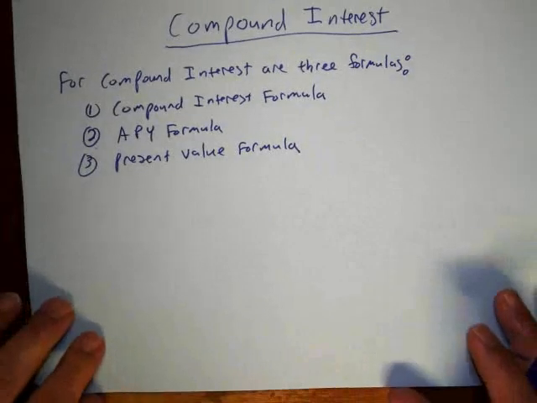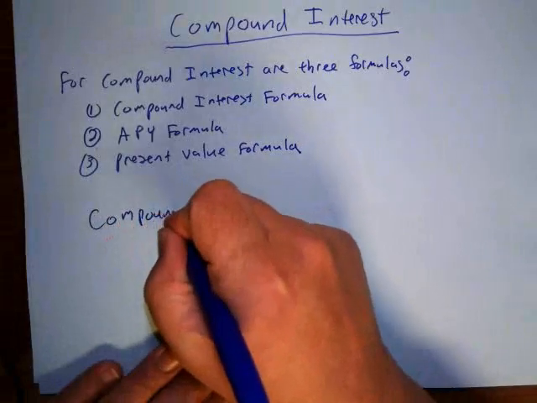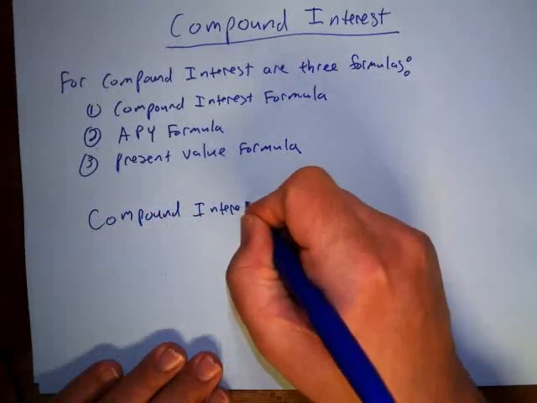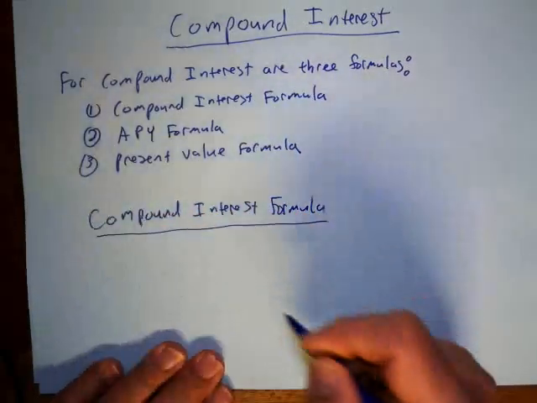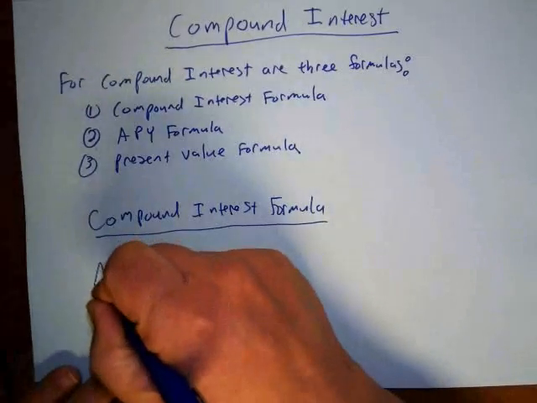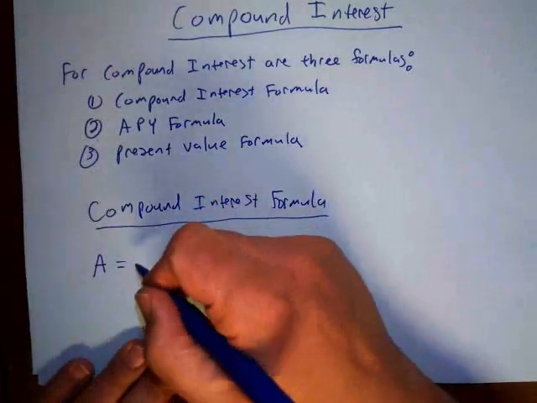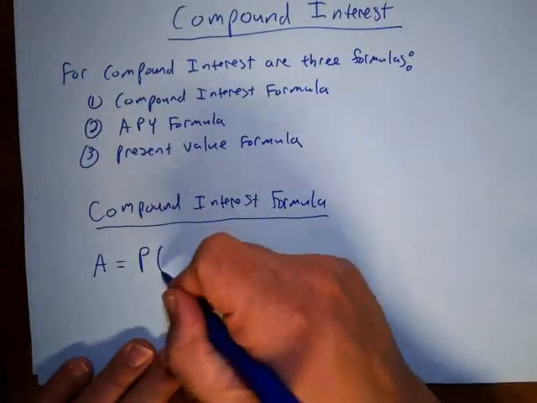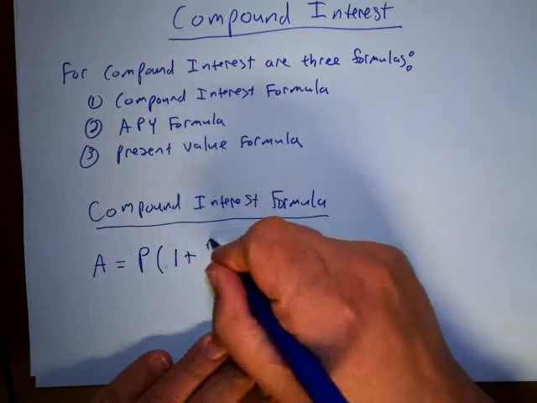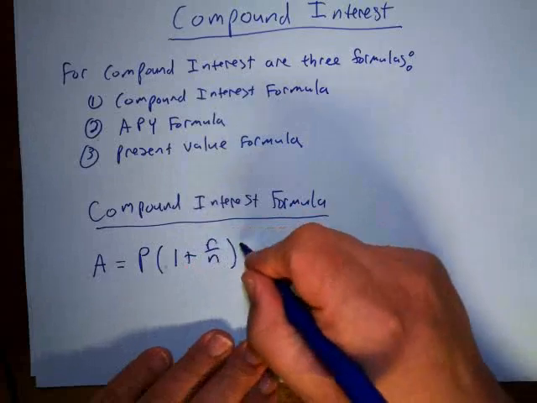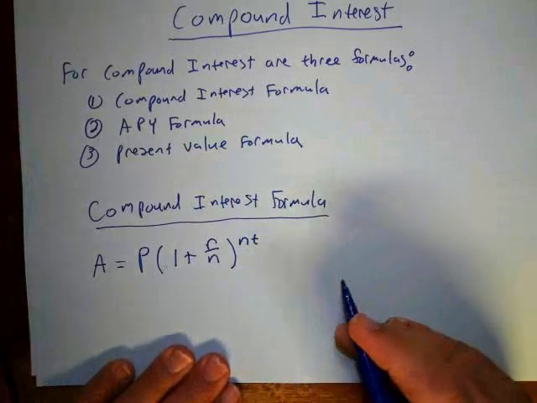Here is the formula for the compound interest. This is the compound interest formula, and what this gives is the amount that the investment is worth after a certain amount of time. It's going to be the principal, which is the amount you invest, times 1 plus R over N, and then you raise that to the N times T, which is an exponent up there.